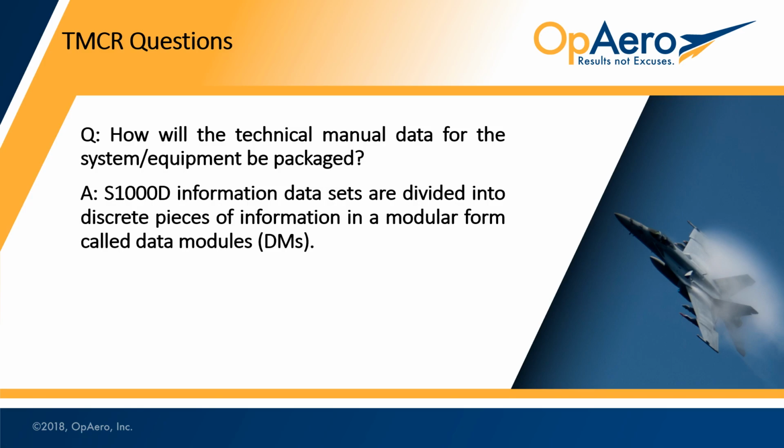How will the tech manual data for the system or equipment be packaged? Okay, of course, the S1000D information data sets are divided into discrete pieces of information. We call them data modules. A data module is really the smallest self-contained information unit within the tech pub. They're like Lego blocks. In legacy tech pub development, you might refer to them as work packages. It's a little bit more specific than work packages, but very similar.